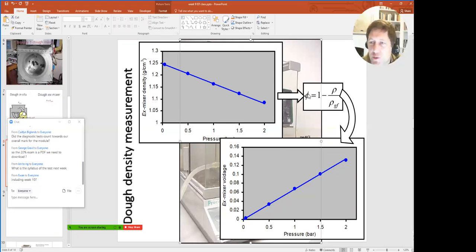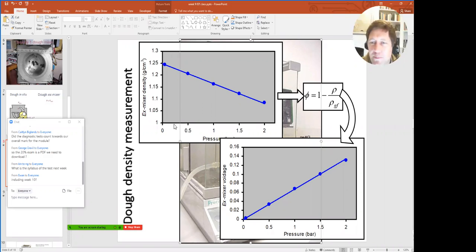And then ultimately we want to calculate dough voidage. That means the amount of gas in the dough, and that's equal to 1 minus the density divided by the gas-free dough density. That gas-free dough density means the density of the dough if it had no bubbles of air in it, no bubbles of gas in it at all. So we want a value for the gas-free dough density.